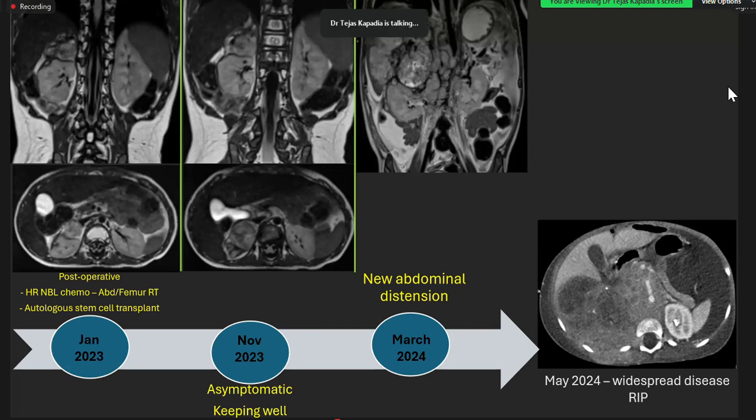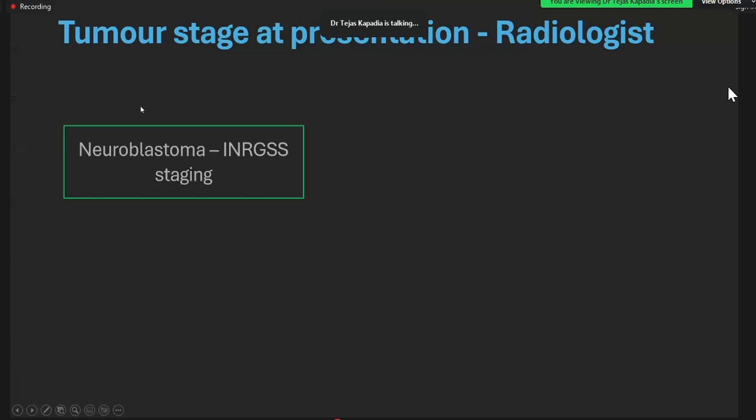Okay, so debulking in the first part was not possible, and again, like I said, that is not very uncommon for the aggressive varieties of neuroblastoma. Okay, so what is important for us as radiologists to understand? What should we be doing in our reporting to help the operating surgeon, the oncologist, and the radiotherapist the most is to properly stage them.